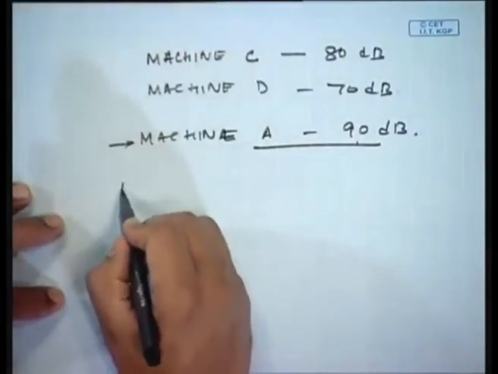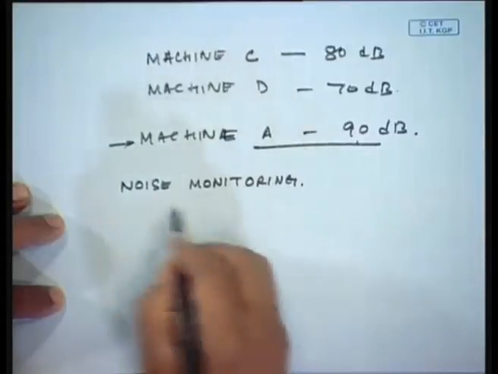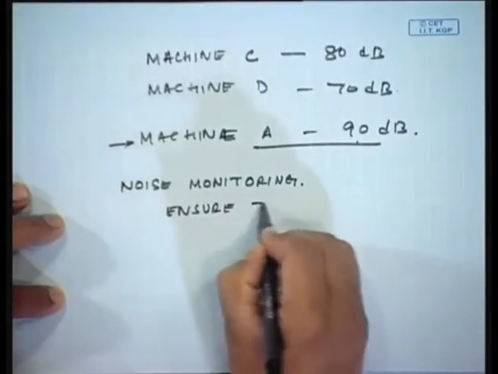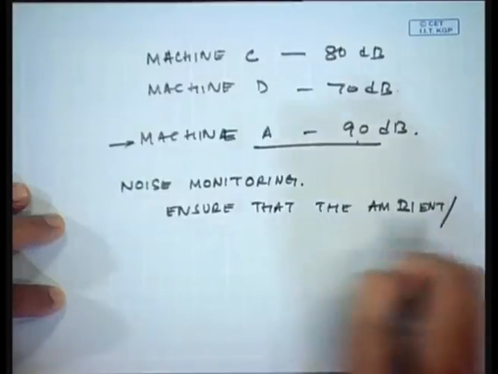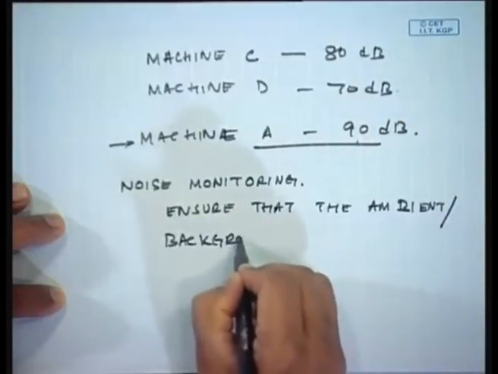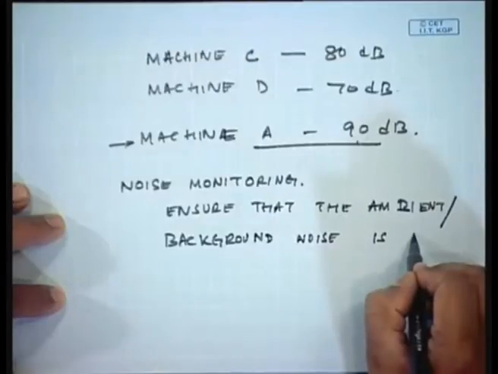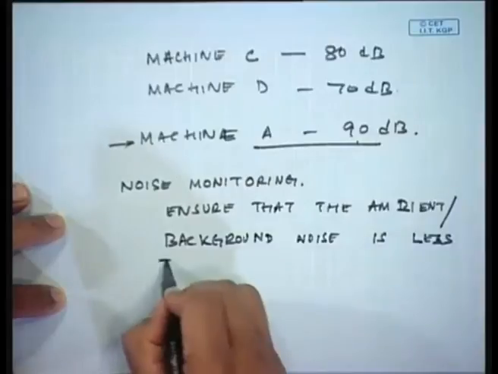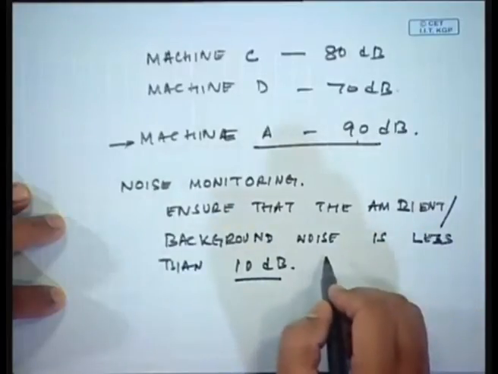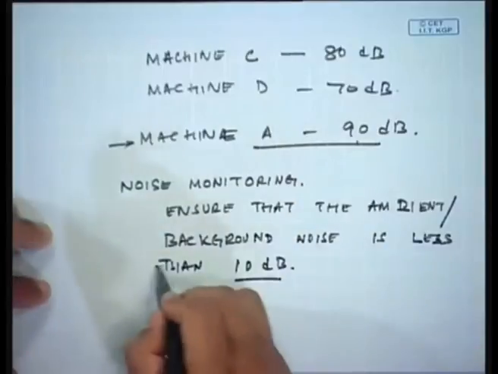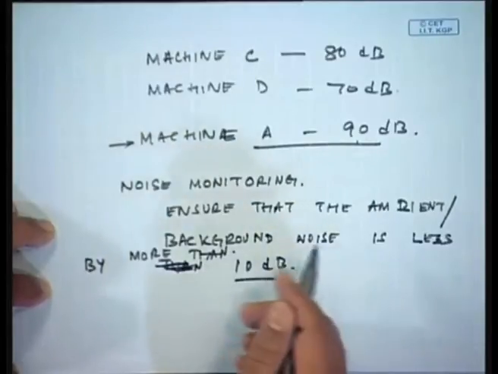So, whenever we do noise monitoring of machines, we have to ensure that the ambient or background noise is less by more than 10 decibels.